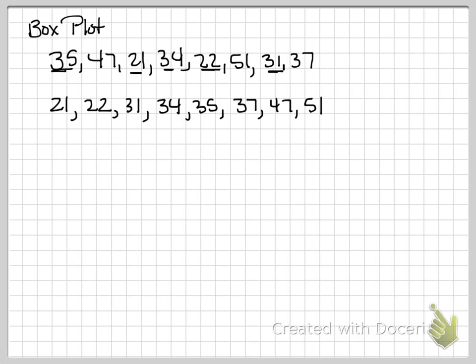Alright, so now that we have the numbers in order, we're going to break this up. We need to find the median. So to find the median, we go to the middle. So there's 1, 2, 3, 4, 5, 6, 7, 8. As I work my way towards the middle, my median is between these 2 numbers. So to find the median between these, I'm going to go 34 plus 35 divided by 2, and that's going to be 34.5. Okay, so that's my median.